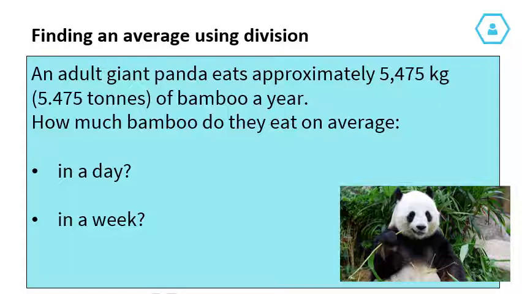An adult giant panda eats approximately 5,475 kilograms or 5.75 tons of bamboo a year. How much bamboo do they eat on average? Firstly in a day and then in a week. So here I want to find out how much a giant panda eats in a year. So that's going to be my dividend. So I can write a number sentence for this.